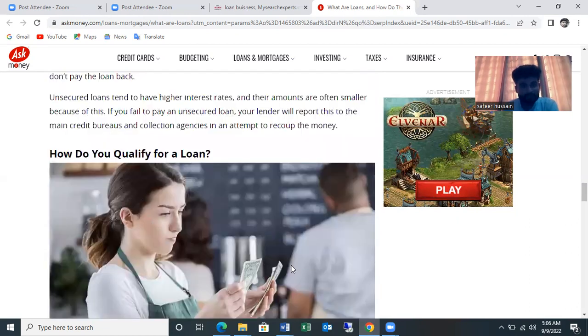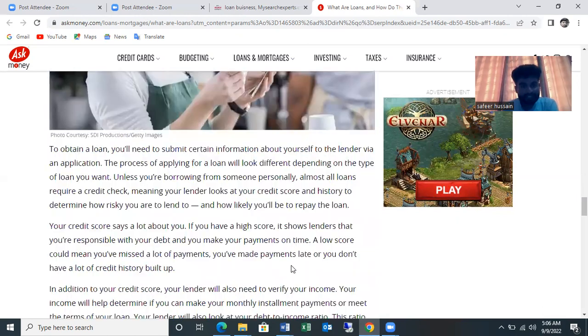Now, the thing is, how do you qualify for a loan? To obtain a loan, you will need to submit certain information about yourself to the lender via an application. The process of applying for a loan will look different depending on the type of loan you want. Unless you are borrowing from someone personally, almost all loans require a credit check, meaning your lender looks at your credit score and history to determine how risky you are to lend to and how likely you will be able to repay the loan.